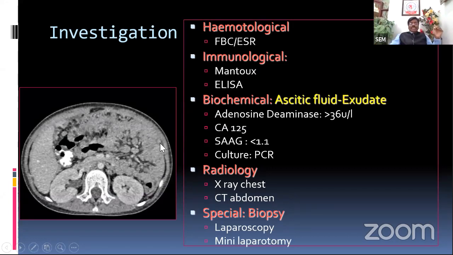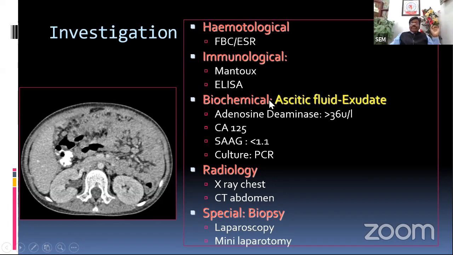You will not be able to see the seedling; the tubercles in the peritoneal surface can only be appreciated by a laparoscopy. So CT will only tell whether the patient has ascites, whether the patient has an omental cake, and third, whether you have any miliary mottling of liver, spleen, pancreas. Okay. And I told you all, the Mantoux test is not specific.